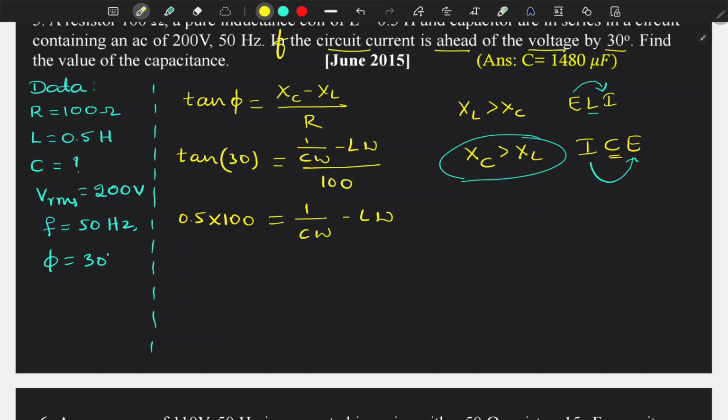Here L value is there, omega value is also there. You can cross multiply this. So 50, actually 57 will come if you take 0.57. So that is equal to 1 by C into omega is 2 pi f minus L into 2 pi f. If you substitute the values of L, 2 pi f here, you will get the C value. So finally C value will be around 15.38 microfarad.